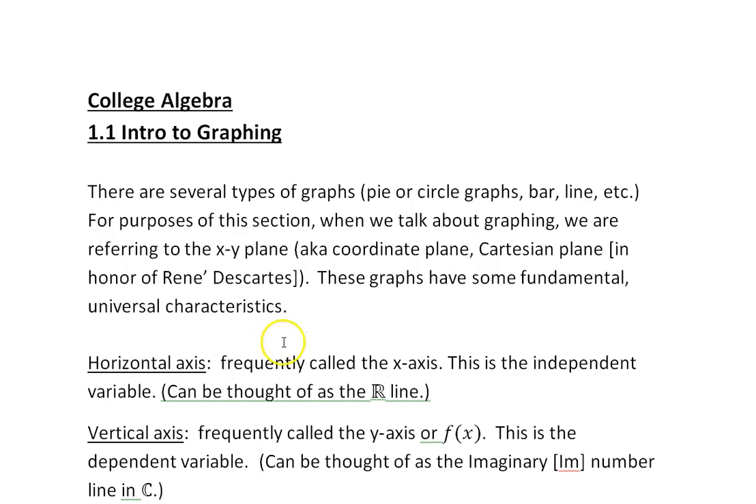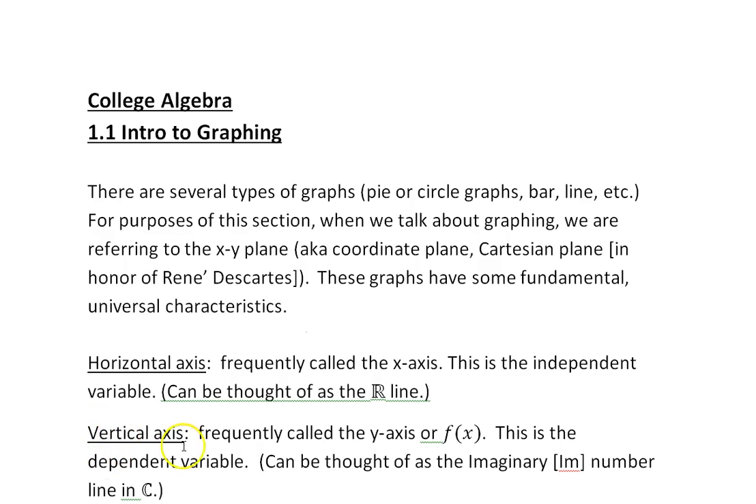So, horizontal axis, we frequently refer to it as the x-axis. This has to do with the independent variable, and we'll talk at some point more about what that means. It can also be thought of as the real number line, right? This is the one where it's a horizontal line, and we always think about, okay, here's our number line, 0, 1, 2, 3, 4, and all that.